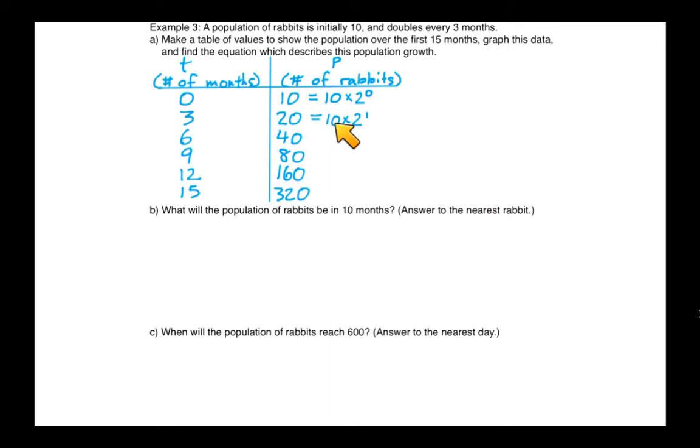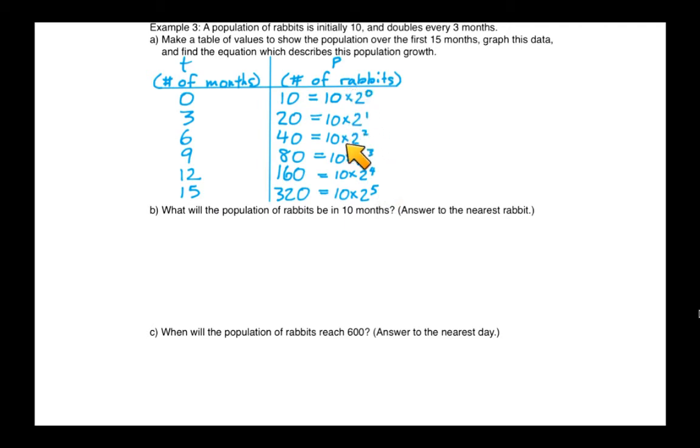The initial number of rabbits, 10, times some power of 2, and 20 is 10 times 2, which is 2 to the 1. 40 is 10 times 2 squared. 80 is 10 times 2 cubed. 160 is 10 times 2 to the 4, and 320 is 10 times 2 to the 5.